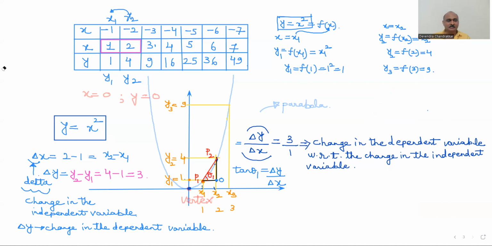So, can I say that now this term tan theta 1, the ratio delta y by delta x, is called the slope of the secant?